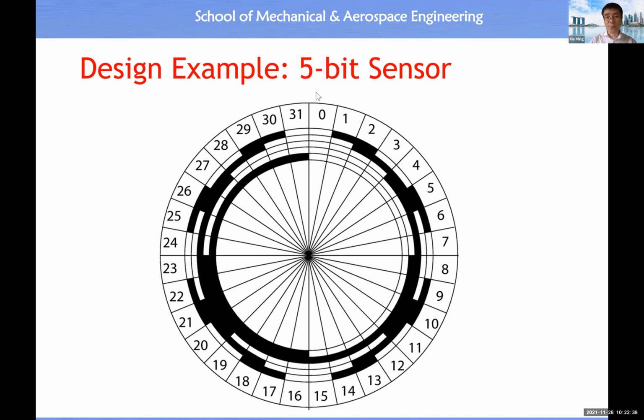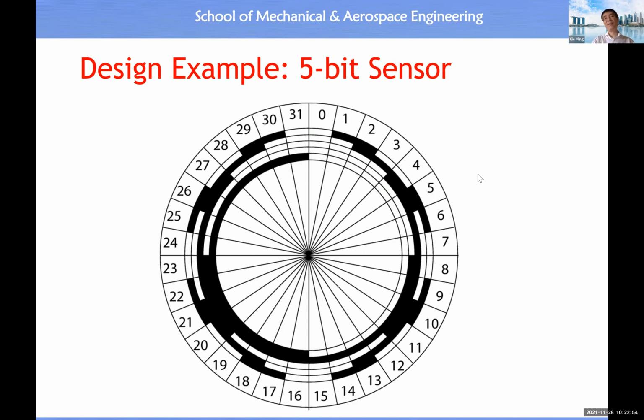For position 0, you will see the output will be 0, 0, 0, 0, 0. For position 1, the output will be 0, 0, 0, 0, 1. Then for position 2, the output will be 0, 0, 0, 1, 1.